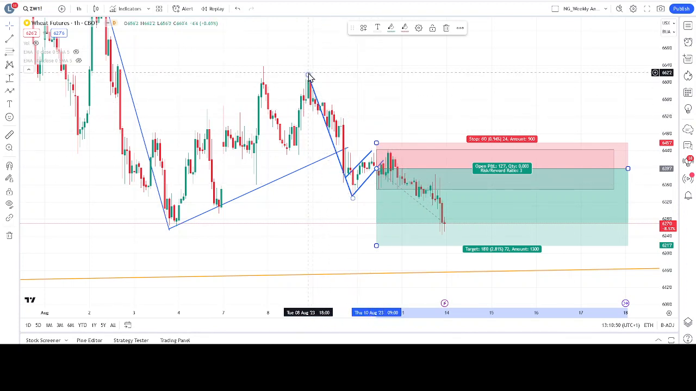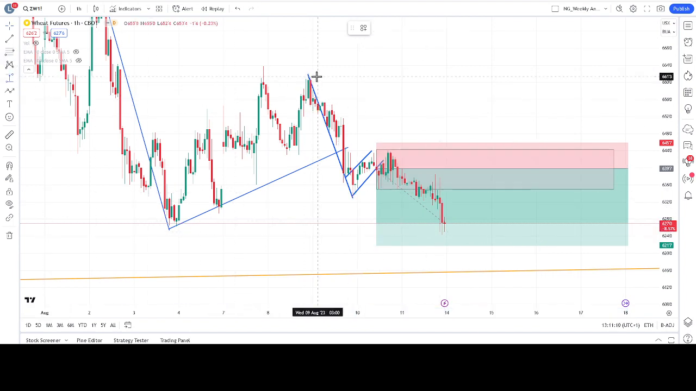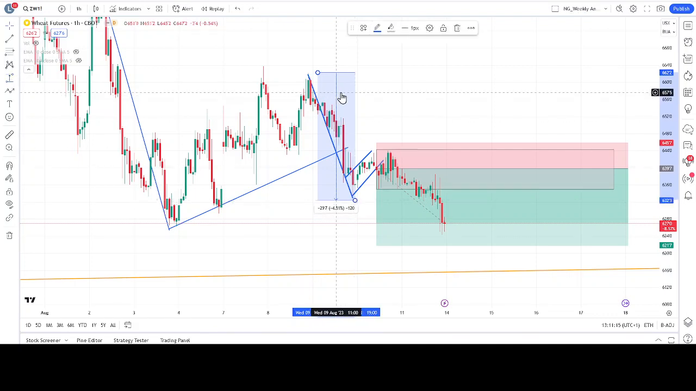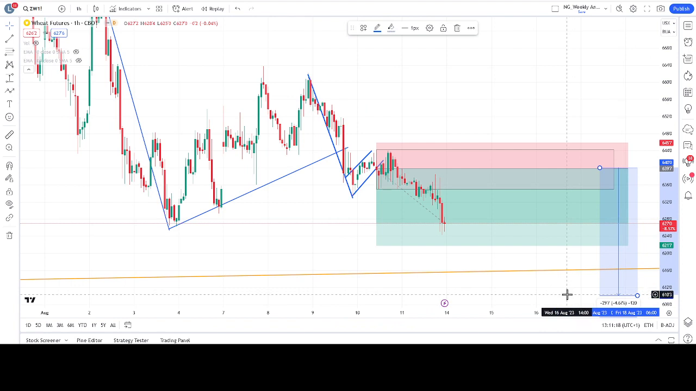Now one can argue that because I have drawn the flag from here, roughly around here, the pole is quite bigger while my target is quite smaller, and there's a reason why I've taken it. I usually say 1:3 is always a good ideal trade setup, but based on this flag, the target could be quite higher. So let us see how much the target would ideally be based on this flag. It comes roughly around 610.